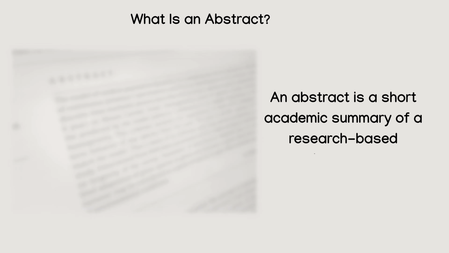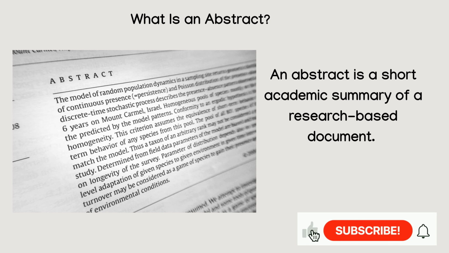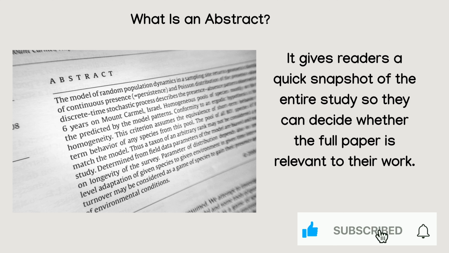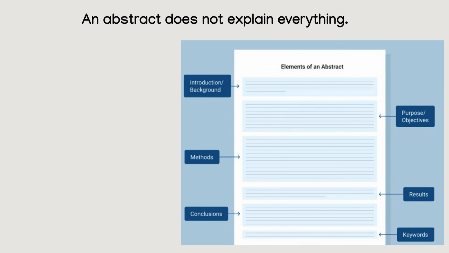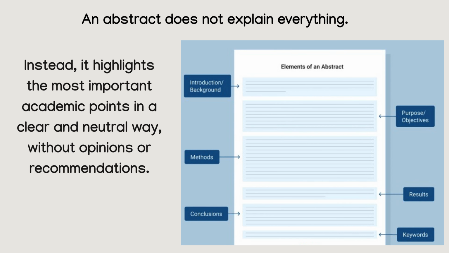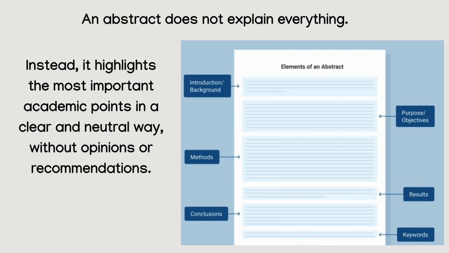What is an abstract? An abstract is a short academic summary of a research-based document. It gives readers a quick snapshot of the entire study so they can decide whether the full paper is relevant to their work. An abstract does not explain everything. Instead, it highlights the most important academic points in a clear and neutral way, without opinions or recommendations.